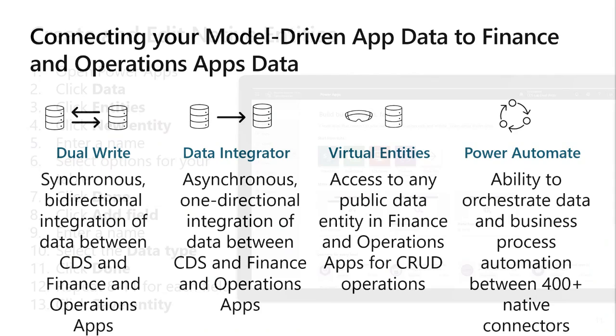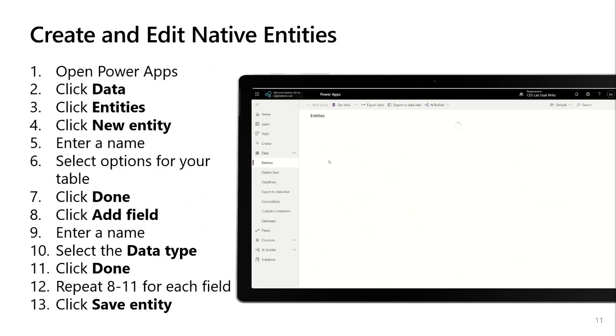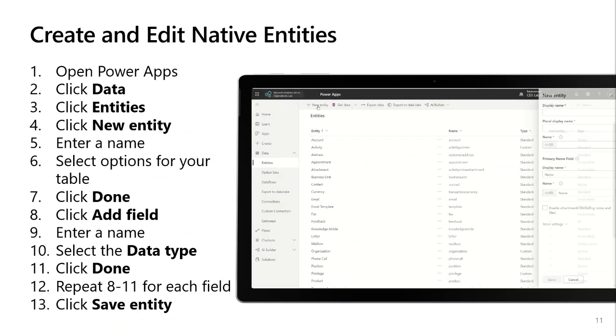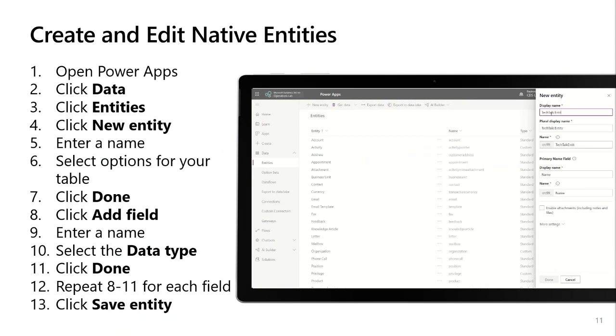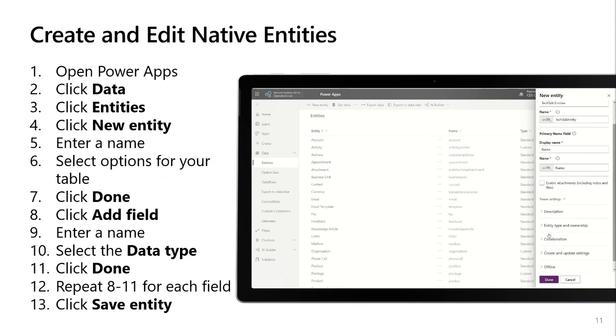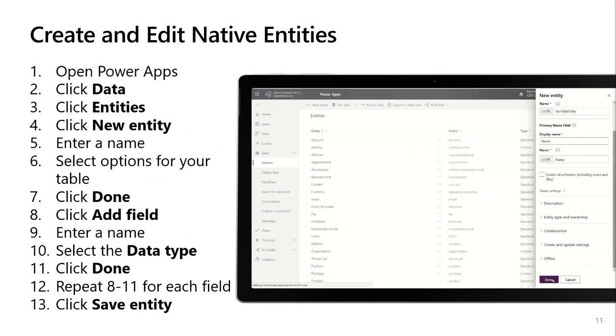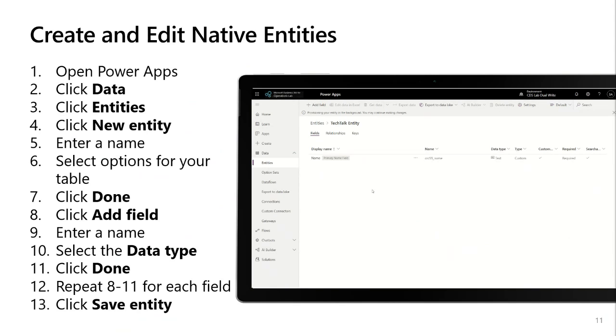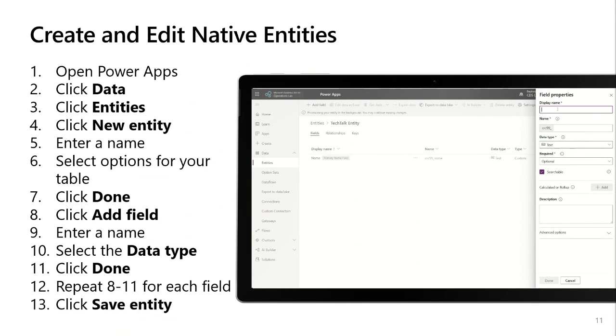So getting started, I start by showing you here how to create native entities. You'll do this from the Power Apps Maker portal, and then you'll click on data and then entities from the left-hand side, and then click on new entity. You'll give your entity a name. And there are a bunch of additional settings that I don't go through in this demo that you can learn more about in those previous links. And after you click done, you can start adding fields.